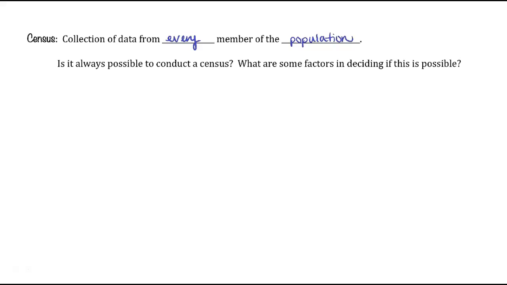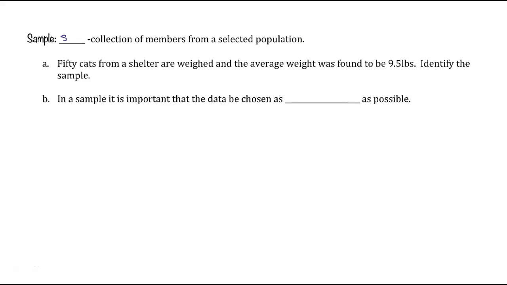So with a census not always being a possibility, we instead can look at a sample. A sample is a sub-collection of members from a selected population. For example, let's say that 50 cats from a shelter are weighed and the average weight was found to be 9.5 pounds. What would be the sample in that case? I'm assuming that there's more than 50 cats in that shelter, and all of the cats in the shelter would be the population, but the 50 cats that were chosen and actually weighed are the sample.